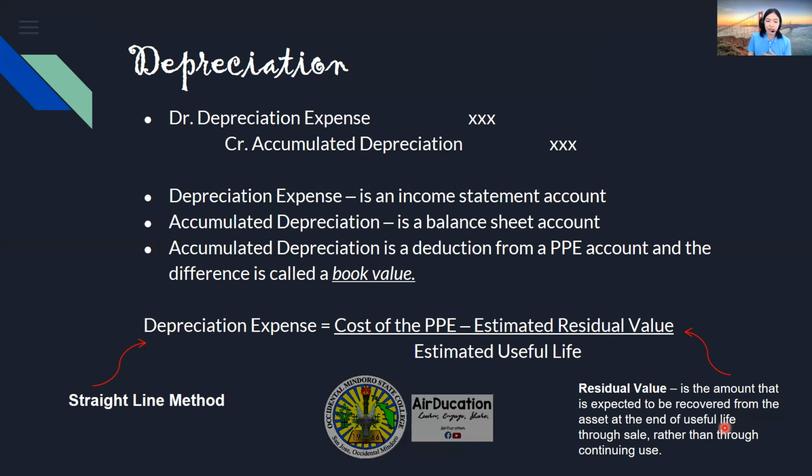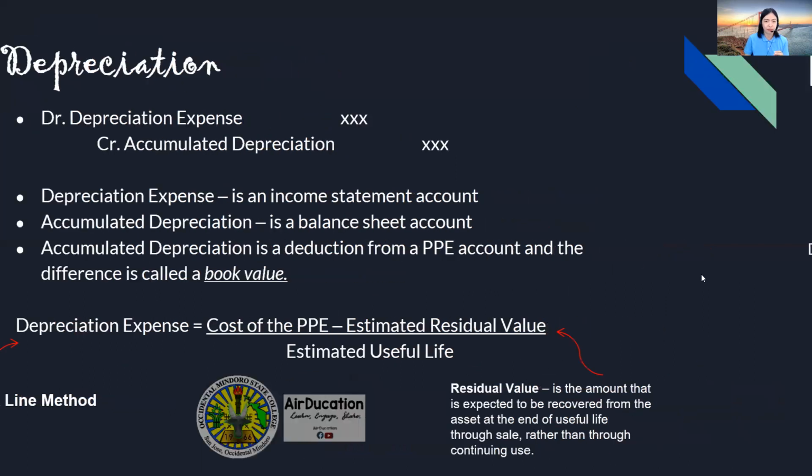Okay? So, this is straight line method. So, you need to compute first. Before you provide an entry for depreciation, you need to compute first how much is the required depreciation for that particular period. Okay? You need all these data. Okay? Now, let's proceed to the next one.